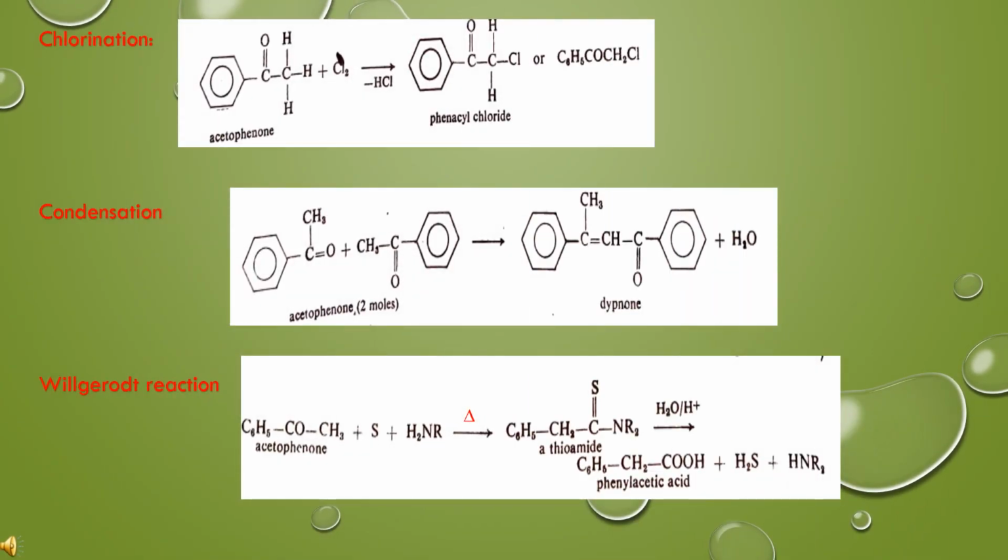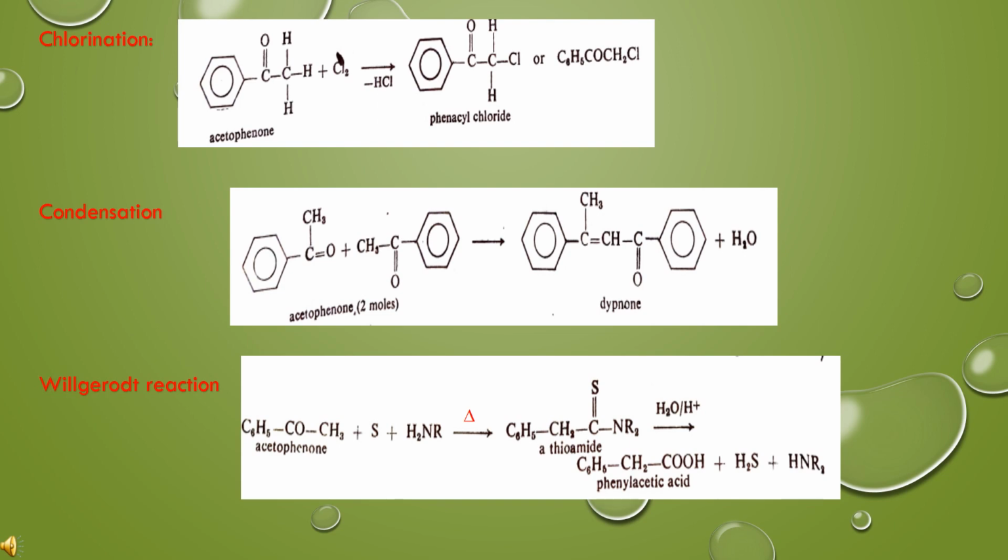Another property is chlorination. Acetophenone undergoes chlorination: the H is removed and abstracts chlorine, leaving as a byproduct HCl. The chlorine is attached to that first carbon. We get phenacyl chloride. Next, condensation. We take 2 moles of acetophenone. Condensation produces dypnone. The water molecule is formed from the hydrogens of one acetophenone and the oxygen of another, combining and leaving as a water molecule. The remaining CH2 group is attached to that C double bond O group. We get dypnone.